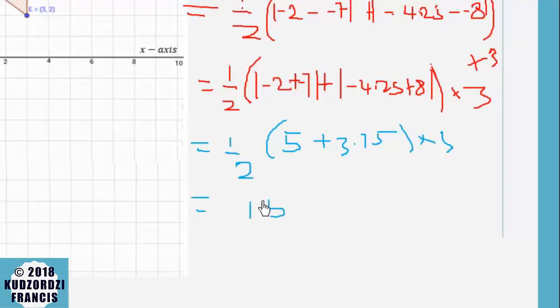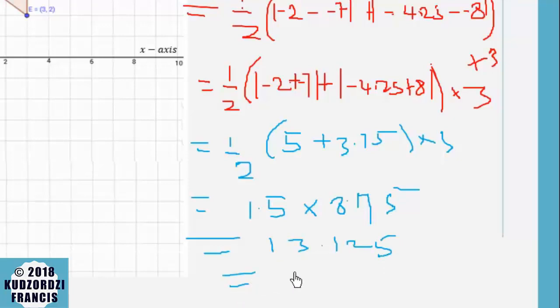So this will give us 1.5 times 8.75. Then when you multiply this out, you are going to get 13.125. So to 1 decimal place we have 13.1 centimeters squared.